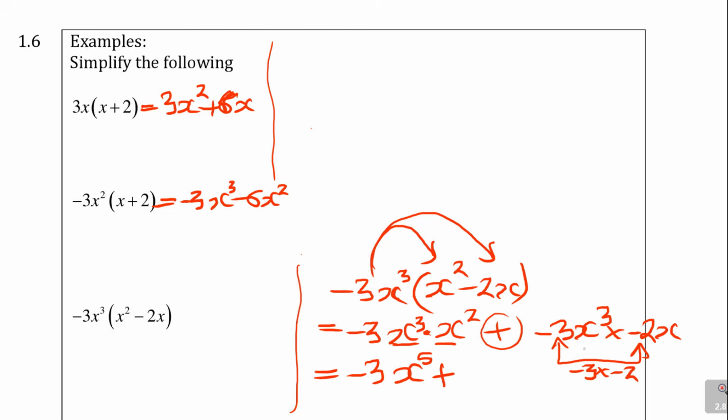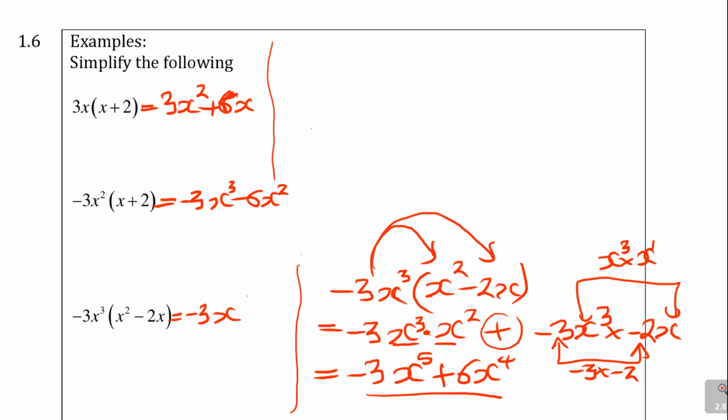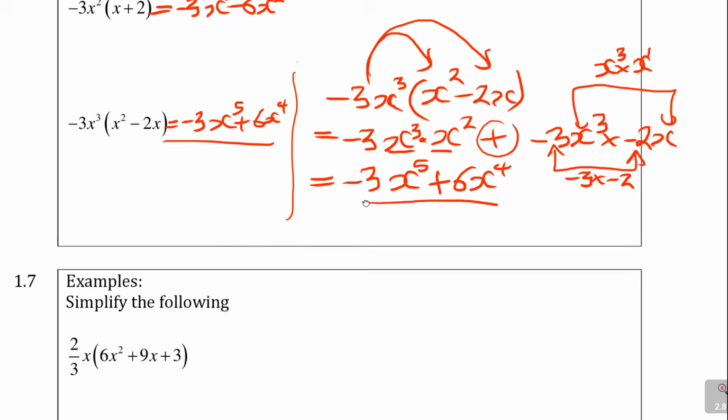And then you focus again on the x's, x cubed and what? X squared. So here you have got x cubed. Forget about the signs now. Times x. Okay? 3 and here it's 1. 3 plus 1 is what? It's 4. So it's what? It's 6. Remember the 3 times 2 was 6. And then x, 3 plus 1, x to the power of 4. Are you getting that? So that was this negative 3x to the 5 plus 6x to the power of 4. That's how you go about expanding that.